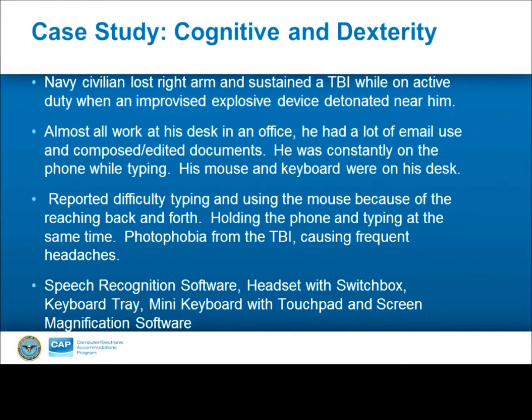Additionally, we provided a mini keyboard and touchpad. Now, this was placed on a keyboard tray, so not only did he not have to reach up to it, but it was in a very comfortable position for him to reach. The touchpad was right below the space bar on his keyboard, so he could type and then reach down with his hand and control his cursor at the same time. It eliminated the lateral movement of reaching back and forth between the keyboard and the mouse for him.